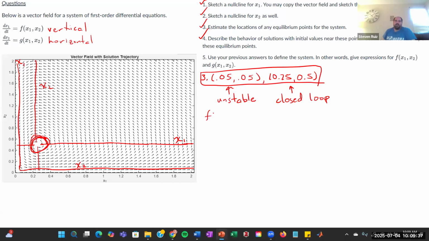So how can we do that based on our nullclines? So function f is the differential equation for x1. So what were the nullclines I found for x1? Well, I think one of them I said was basically a vertical line and a horizontal line. So I think one of them, I'll say this. x1 minus 0.05.